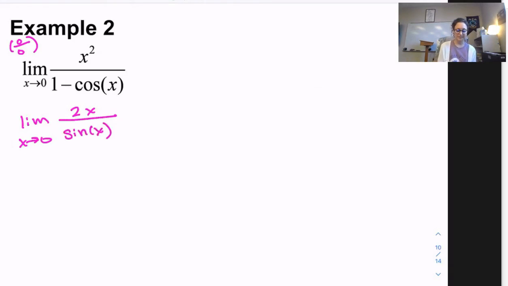All right, now let's plug in 0 for x. But now I'm getting 0 over 0 again. Please don't write that this is equal to 0 over 0, right? So I have a problem. What do you think I can do? Let's apply L'Hopital's rule again.